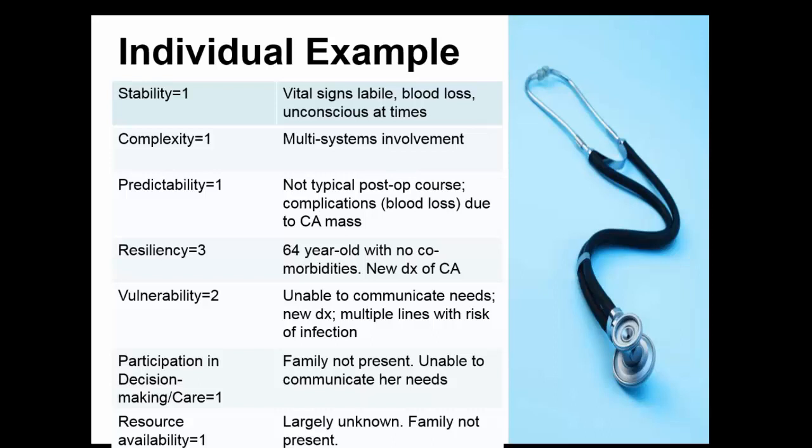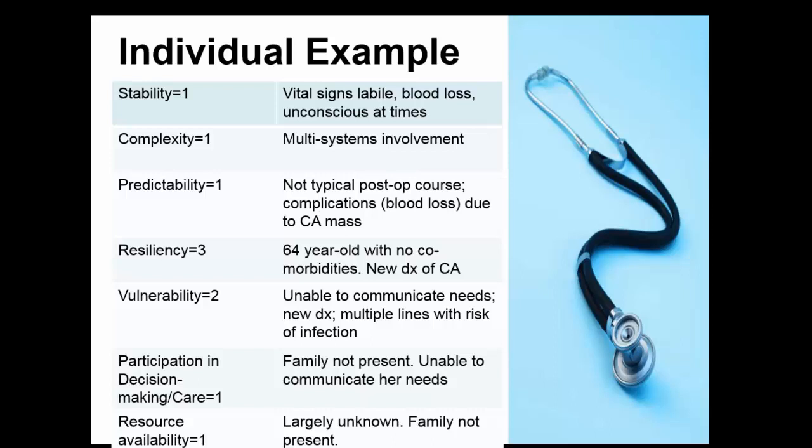So how I coded this is that stability is 1 because you have labile vital signs and blood loss. Level of consciousness is variable. For complexity, I've put a 1 because you have multi-systems involvement. For predictability, I've given a 1 because this is not a typical postoperative course for an outpatient procedure. For resiliency, a 3 because we don't know. She's a 64-year-old. She doesn't have any known comorbidities or health issues, but there's a new diagnosis of cancer, so that opens up a lot of questions about what's going to happen.